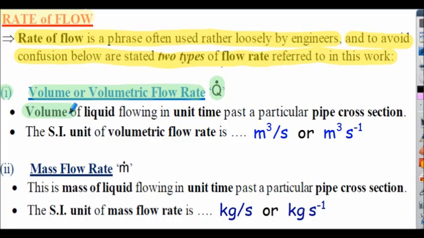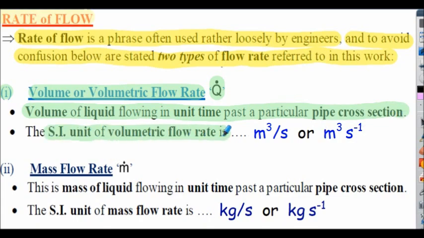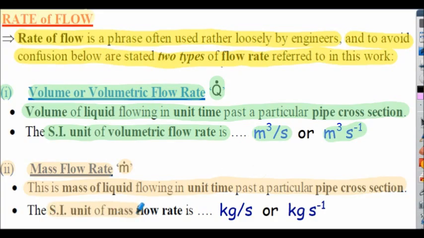And volumetric flow rate is the volume of fluid flowing in unit time past a particular pipe cross-section. The SI unit of volumetric flow rate is meter cubed per second, or of course written as meter cubed second to the -1. Rate 2 is the mass flow rate, symbol m dot. This is the mass of the fluid flowing in unit time past a particular pipe cross-section. The SI unit of mass flow rate is the kilogram per second or kilogram seconds -1.